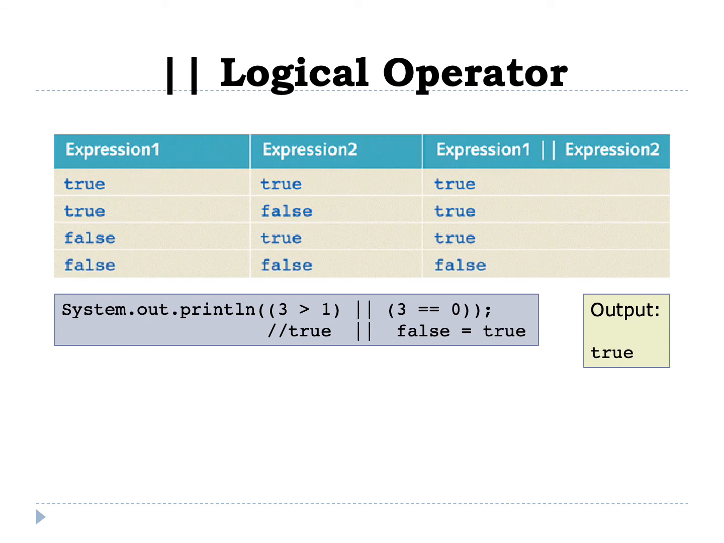Let's look at OR operator. In AND, both have to be the same so that the result will be true, either both true or both need to be false. In OR, if at least one of the expressions is true, the output is true, otherwise it is false. Let's look at the similar example as before, but this time we use OR operator. Say that we have 3 larger than 1, which is true, and also 3 equal to 0, which is false. So now we compare true or false, which will result in the value true.